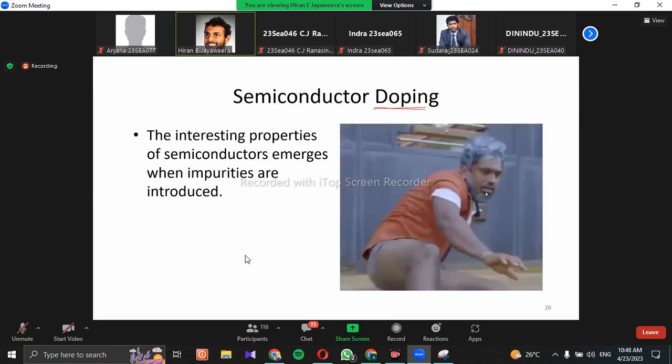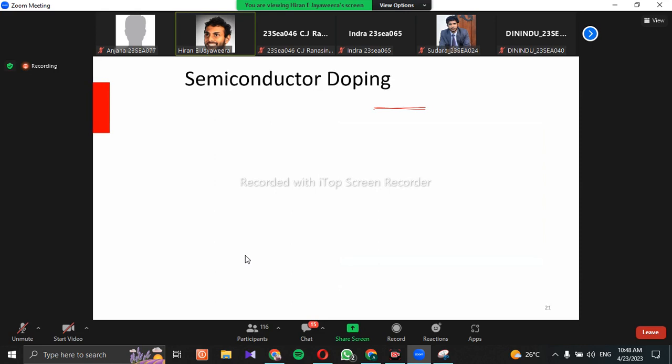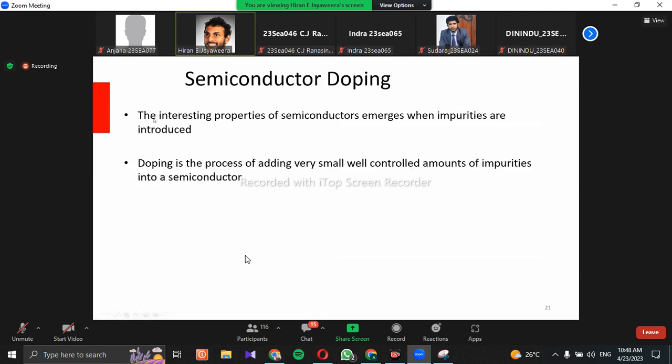Even for a person, when you add impurities like alcohol, you can see different interesting properties. The same thing happens to the semiconductors also. Now, semiconductor doping is not just like human beings. It's a well-controlled process, right?